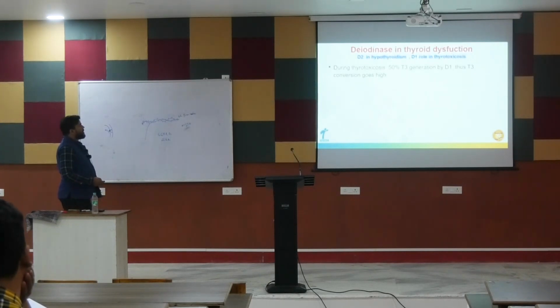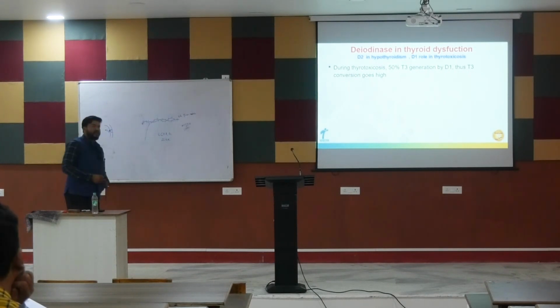So what happens during thyrotoxicosis, that is 50% of T3 is generated by D1, thus T3 conversion goes high. So in thyrotoxicosis, T3 production increases. Okay, active hormone production increases.